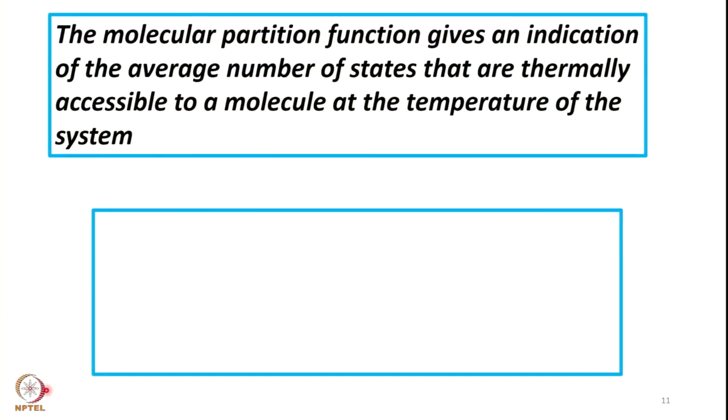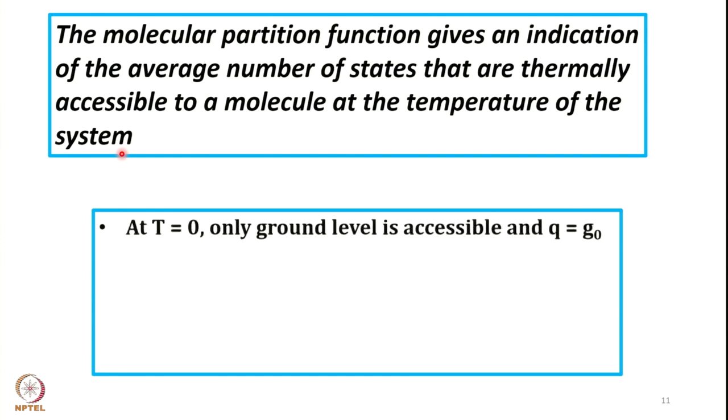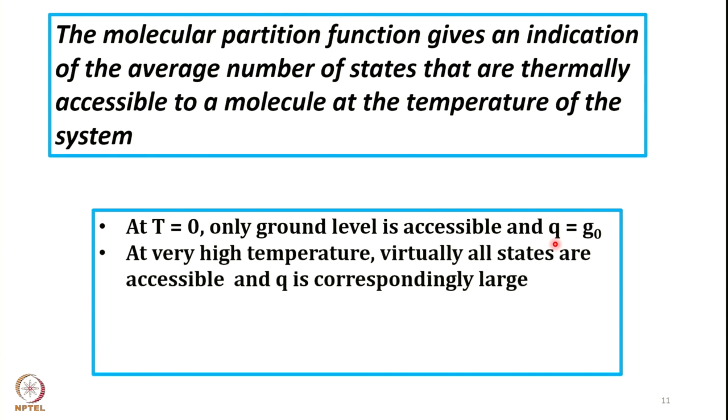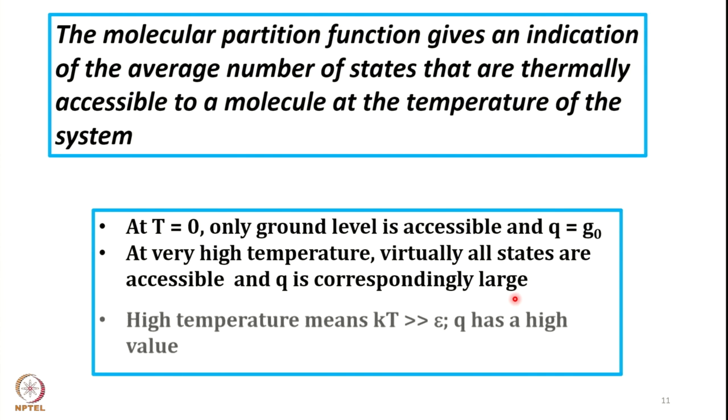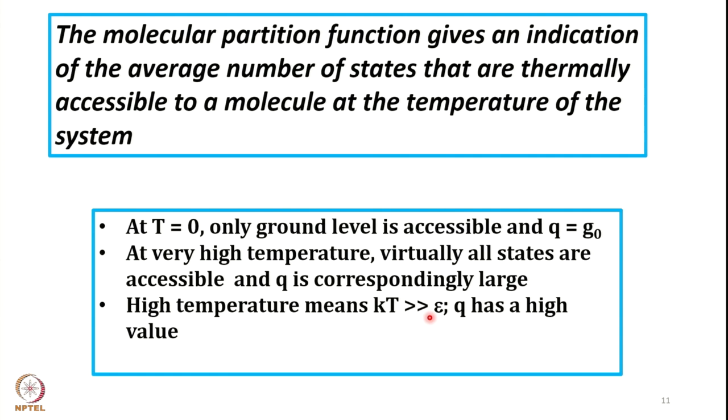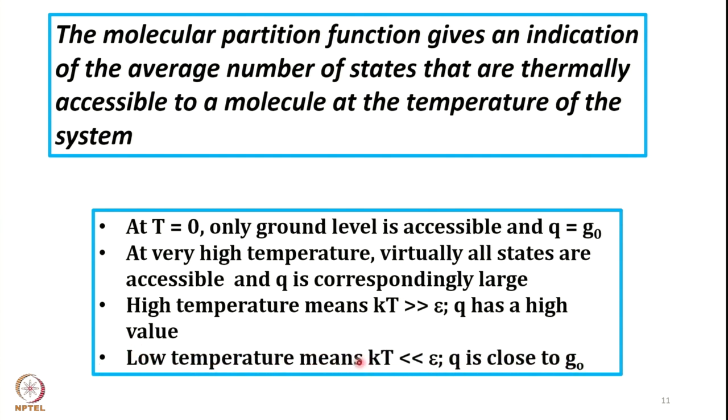So, therefore, the take-home lesson from this lecture is that the molecular partition function gives an indication of the average number of states that are thermally accessible to a molecule at the temperature of the system. What are the other key points? At T equal to 0, only the ground level is accessible and q is equal to g0. That is, molecular partition function is equal to degeneracy. At very high temperature, virtually all states are accessible and q is correspondingly very large. That also we discussed. High temperature means this kT is much higher than the energy of that state. And q has a very high value. And low temperature means kT is much, much lesser than energy and q is close to g0.